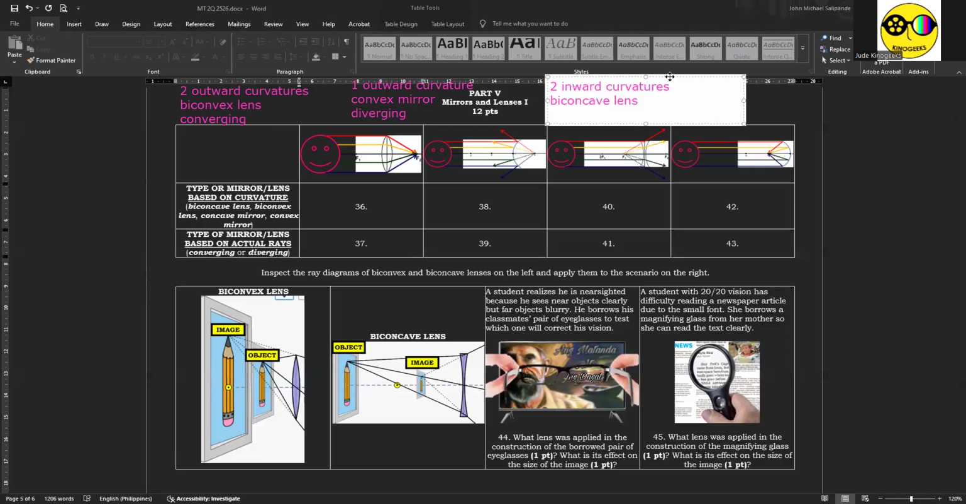But according to the rule, no, 37, 39, 41, and 43, we have to base our judgment or our perspective always on the actual rays, no? And as you can see, the actual rays spread out upon encountering the center of the lens. Therefore, biconcave lens is considered diverging.